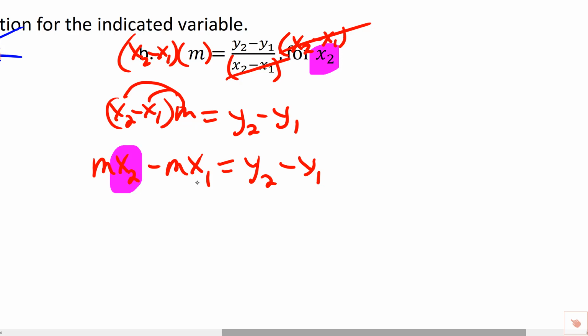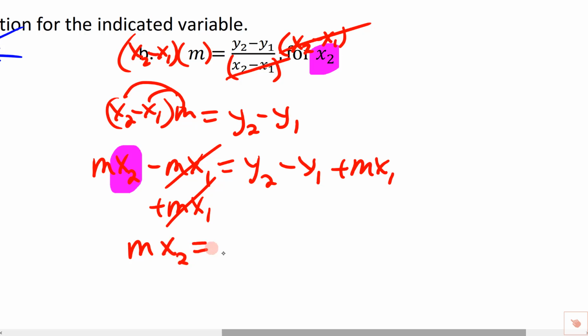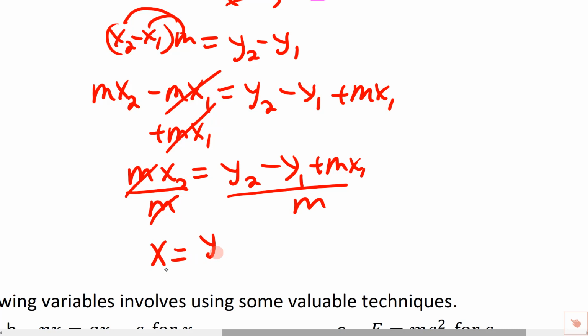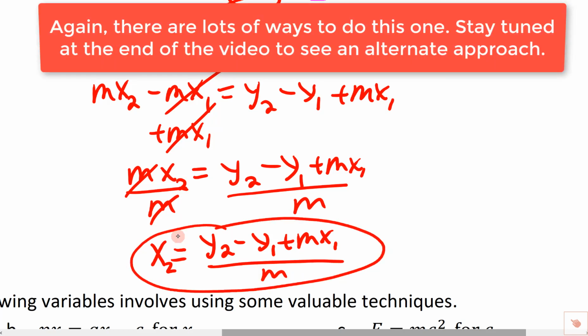So I'm going to go ahead and move this one to the other side. I'm going to add m times x1, so add m times x1. Those will go away. So then I've got m times x2 equals y2 minus y1 plus m times x1. And then the only thing we need to do now to get the x2 by itself is get rid of the multiplication by m. So I'm going to divide everything by m. We're going to cancel those off, and I get x2 equals y2 minus y1 plus m x1, all over m. All right, so that right there is a perfectly good answer.